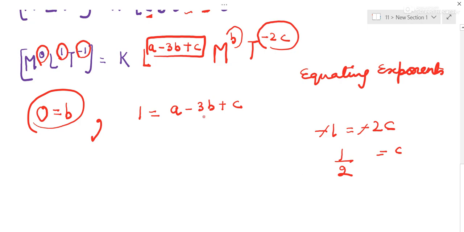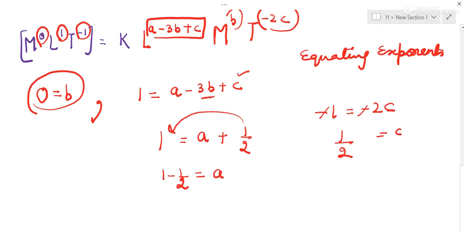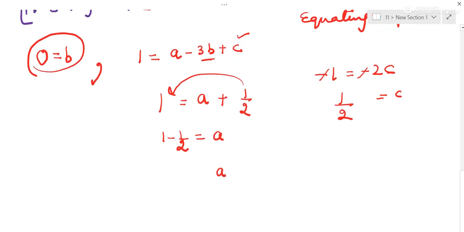We will substitute both the values here. C is 1 by 2, B is 0, so A plus half is equal to 1. So half will go this side. So 1 minus half is half. Okay, so I'm ready with all A, B, C. So B is 0, A is half, and C is half.